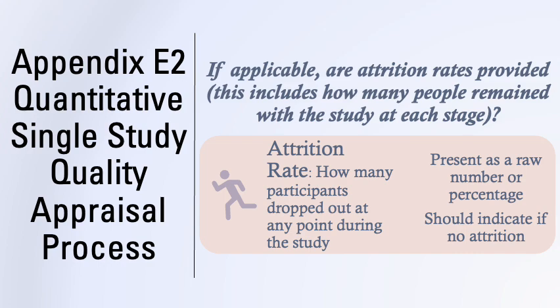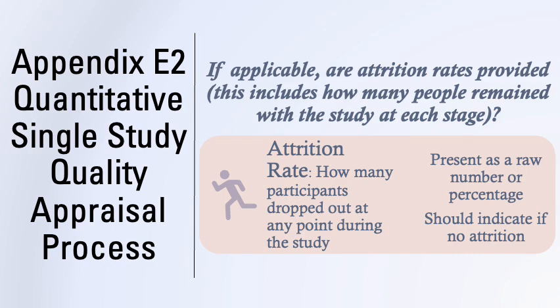The fourth quality appraisal question for the results and findings section of a quantitative study asks, if applicable, are attrition rates provided? This includes how many people remained with the study at each stage. This is another question that starts with the phrase, if applicable. The attrition rate is the number of participants who dropped out at any point during the course of the study. We care about attrition rates because they can affect the validity and reliability of study outcomes. If no participants were lost during the study, you would technically have an attrition rate of 0. The researchers should still indicate this.